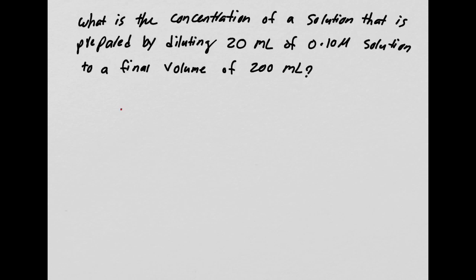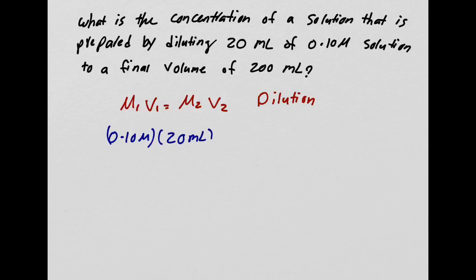Whenever we have a dilution problem, you have M1V1 equals M2V2. Don't forget that. Every time we have a dilution problem, we have M1, V1, M2, V2. Do not forget that. What is my M1? My M1 is 0.10 molar. How much of it do I have? I have 20 ml of it. They're asking you what's my M2. My final volume is 200 ml. Now, if I do that, my M2 is going to end up being 0.01 molar.